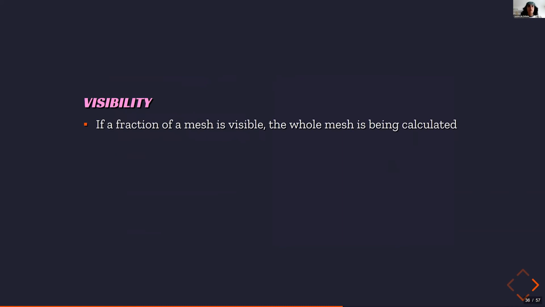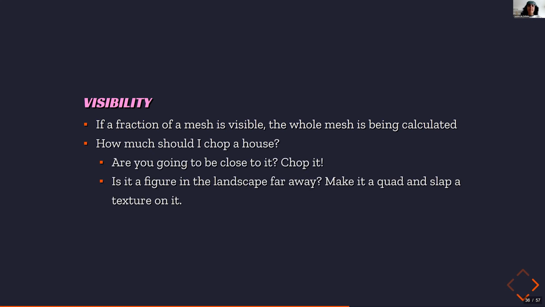Something to take into account is if a fraction of a mesh is visible, the whole mesh is being calculated. It just doesn't show. At how much should I chop a house, for example? And it again depends on the point of view. You remember: target device, point of view, constraints. Point of view: are you going to be close to it?